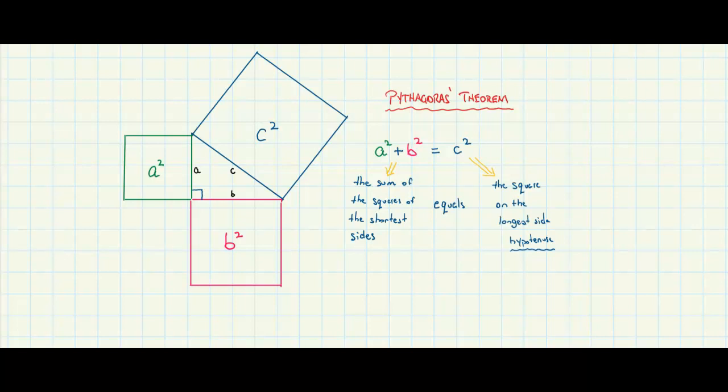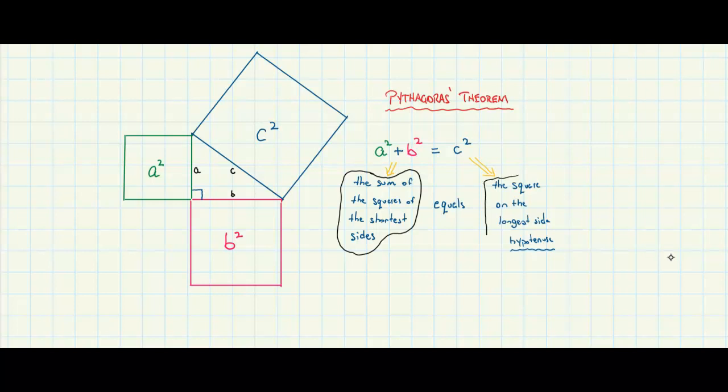Okay, so here it is. A squared plus b squared equals c squared. Now, what does that mean? In words here, I've written out what it actually means: a squared plus b squared means the sum of the squares of the shortest sides, these shortest sides, a and b, equals the square on the longest side, which is called the hypotenuse. So the sum of the squares on the shortest two sides, a squared plus b squared, equals the square on the longest side, the hypotenuse. In a formula in terms of algebra, it's a squared plus b squared equals c squared.